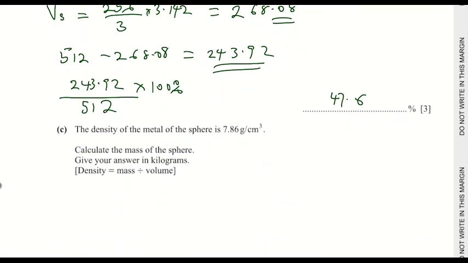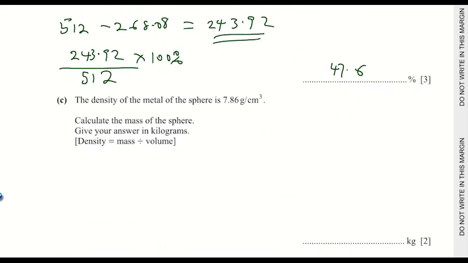Then, the density of the metal of the sphere is 7.86 grams per centimeter cube. Calculate the mass of the sphere. Give your answer in kilograms. So density equals mass over volume. You should know density equals mass over volume. Now we need to get the mass, so the density is giving us 7.86, and we want to get the mass. We leave it as unknown.